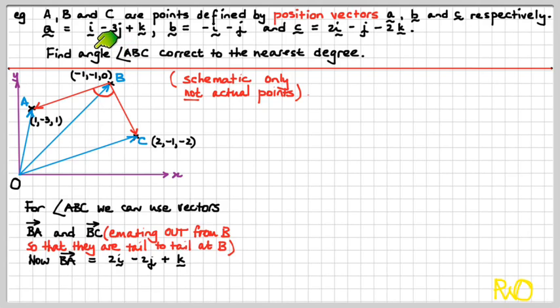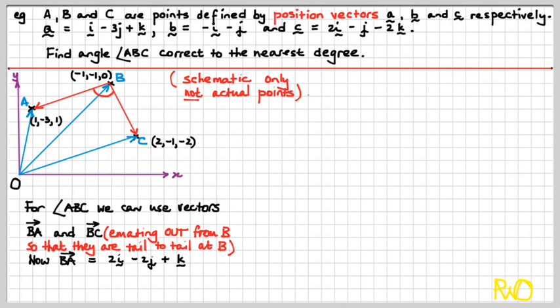I say, well, let's have a look at the x-coordinates. That's minus 1. This is plus 1. So what have you got to do to get from minus 1 to plus 1? Well, you've got to go up 2, don't you? So that's 2i. See? See how easy it is? That's how I do them. So that's how I worked out BA.